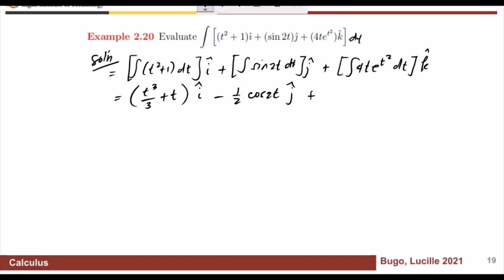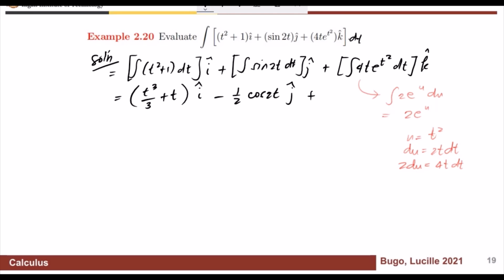plus, okay, so in this case, if we let u be equal to t squared, then our du is equal to 2t dt. So therefore 2 du is equal to 4t dt. So that this integral here will become the integral of 2 du e to the u, and this will give us 2 e to the u.